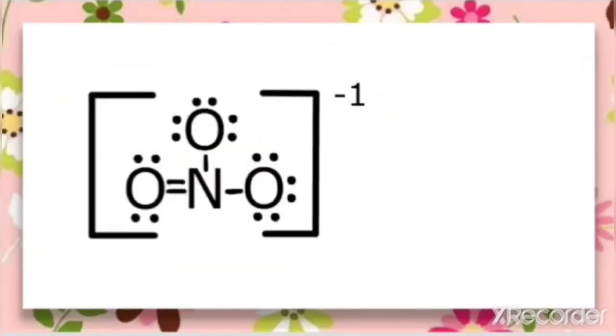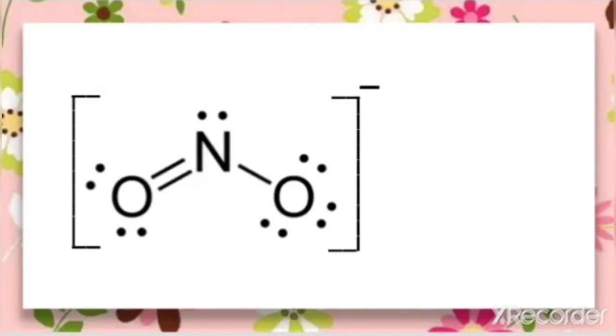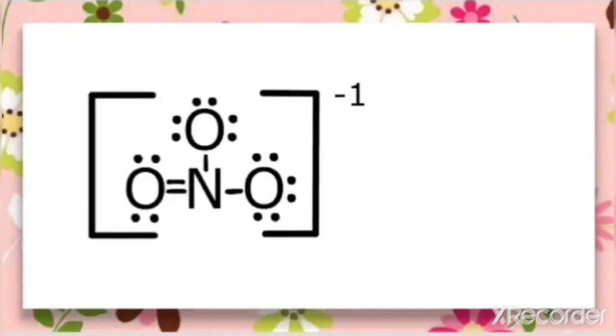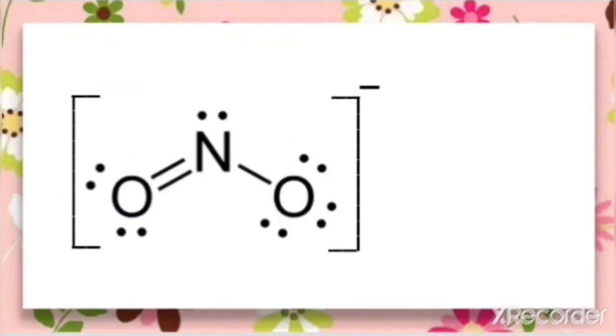Try the nitrate ion. When you do it in the same manner, you will get the structure. And the nitrite ion, the Lewis structure is like this. So all of you try these 3 structures. Do it with a trial and error method for sulfate ion, nitrate ion and nitrite ion. Do it in the same manner as I have done it here.